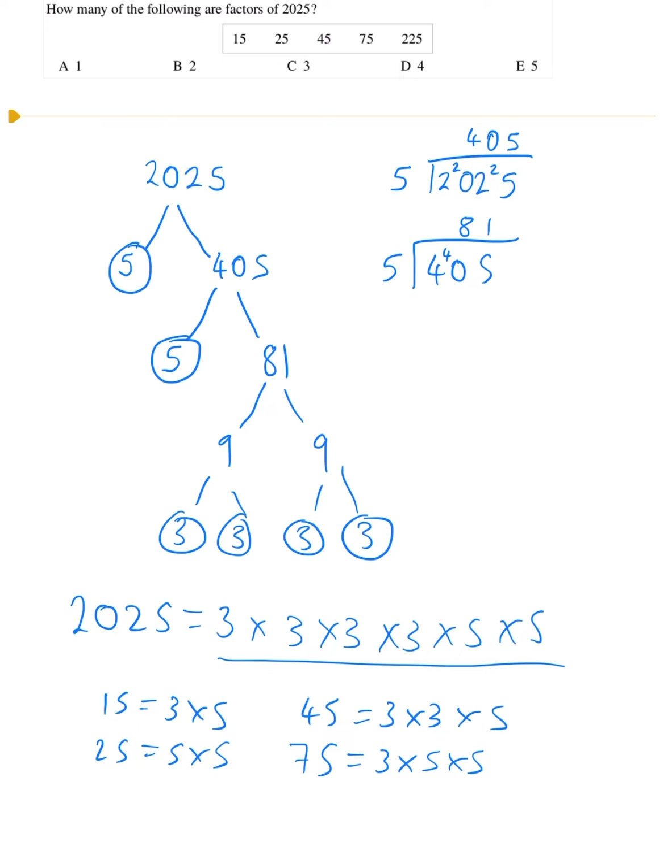And can I make 225? Now you should know your square numbers. 225 is 15 squared. Can I make 15? Can I make it twice? Yes, I can. It's going to be 225 equals 3 times 5 times by 3 times 5. Okay. So the answer is E. We can do it with all 5 of them. Okay. Pause.